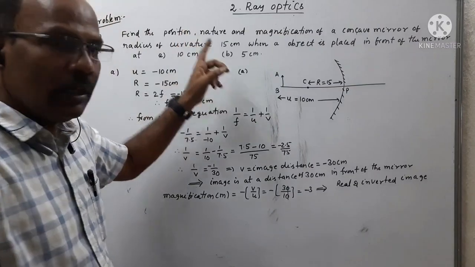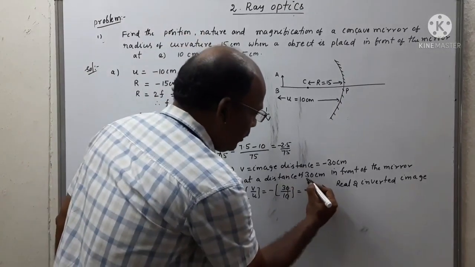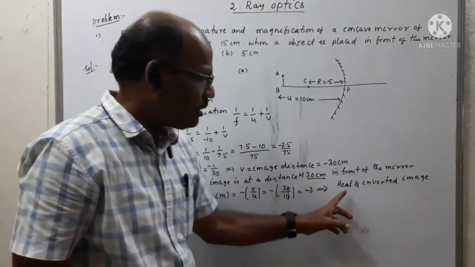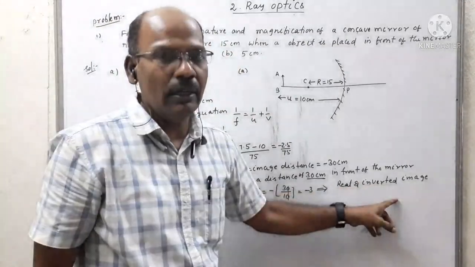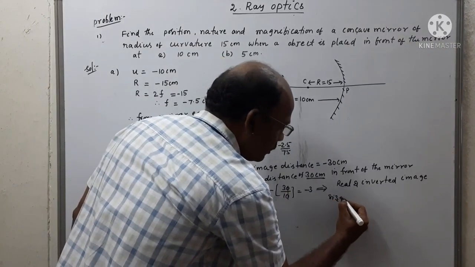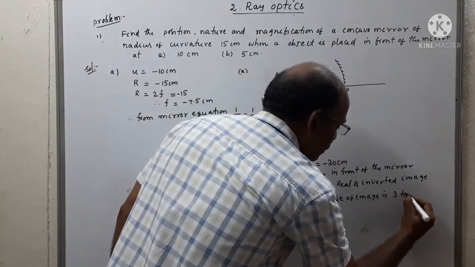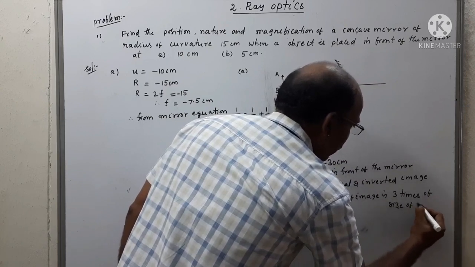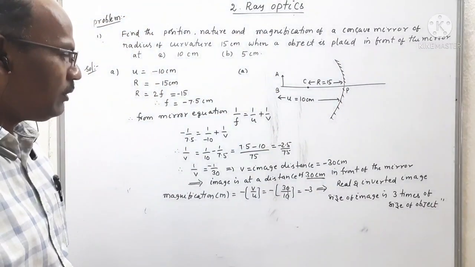So the position means the image is formed at a distance of 30 centimeters in front of the concave mirror, and the image is a real inverted image. So the nature of the image is real and inverted. And what is the size of the image? The size of the image is 3 times the size of the object.